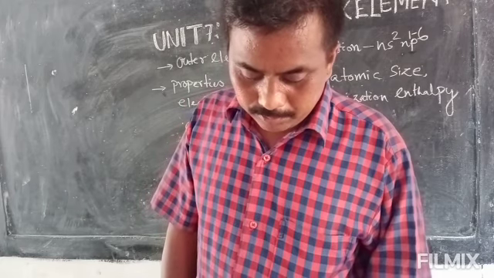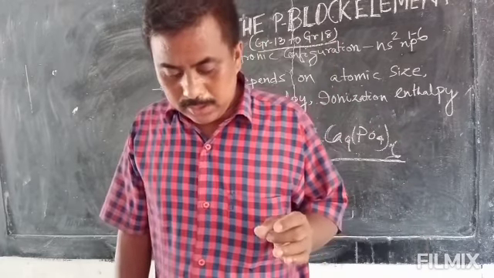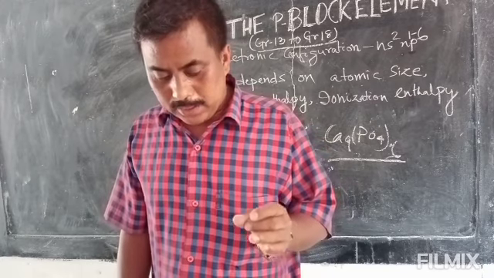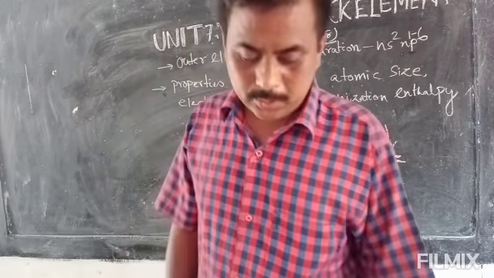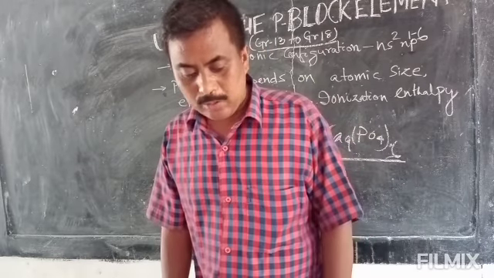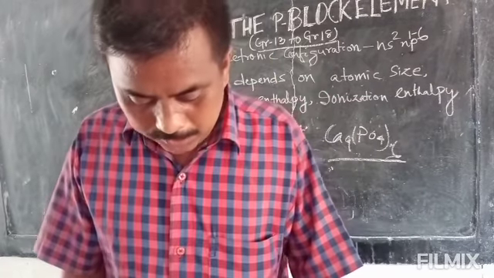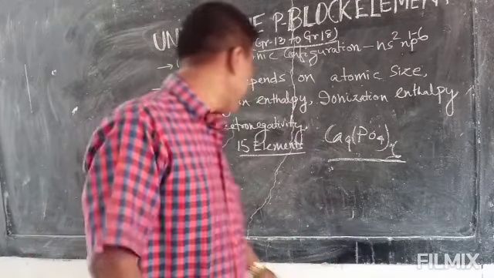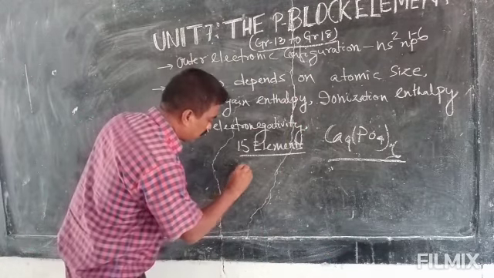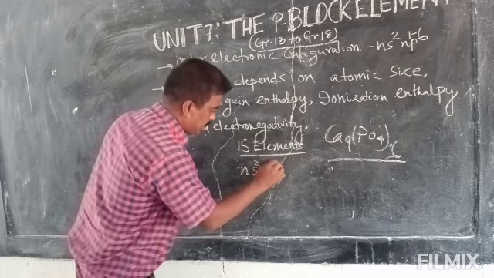Now, let us see about the physical and chemical properties of these elements. First, let us go to the electronic configuration. Now, the valence electronic configuration of this group, that is group 15, is ns2 np3. That means group 15 elements have the outermost electronic configuration ns2 np3.